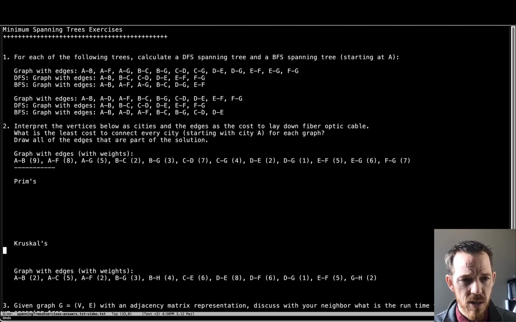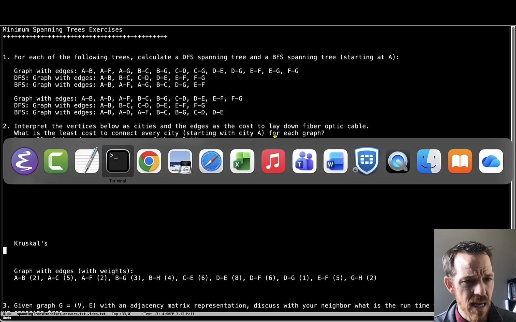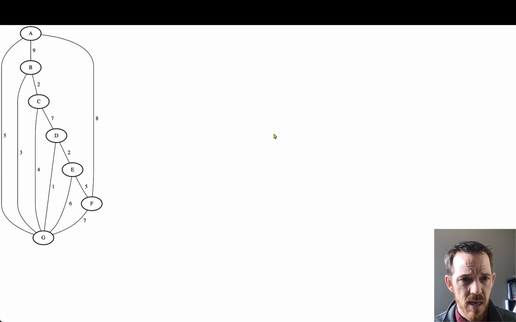We have two options, Prim's and Kruskal's. Let's remind ourselves that with Prim's, we're going to iteratively add the lowest cost edge that adds a vertex that's not already in our minimum spanning tree. So starting here, we're going to start off by adding in A, because that's our designated starting point. And then we're going to add in the lowest cost edge that expands our minimum spanning tree.